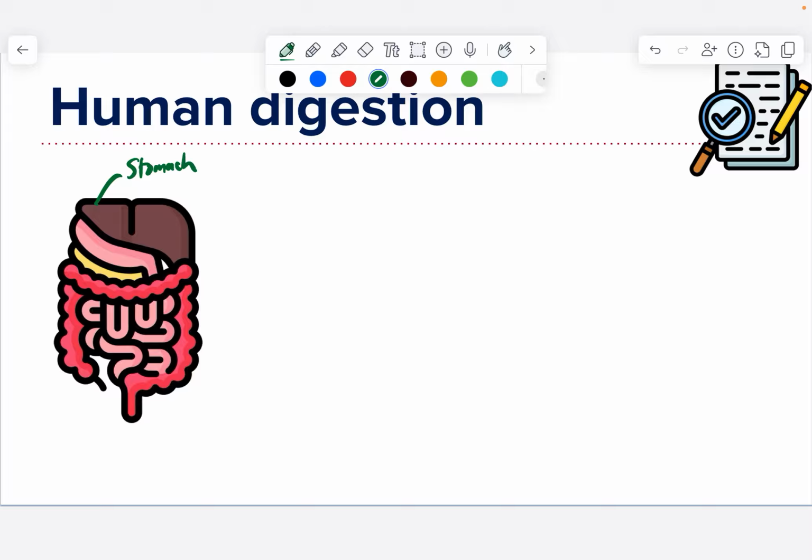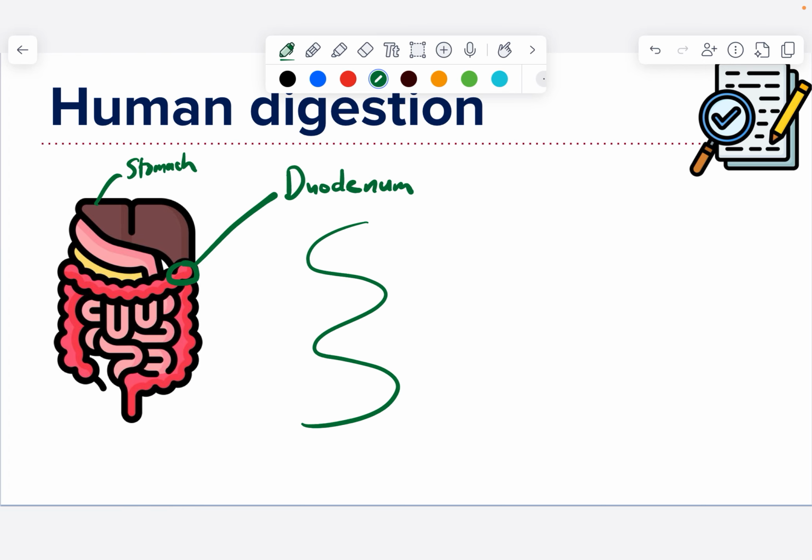As food leaves the stomach, it then enters the top part of my small intestine. The top part of my small intestine is kind of around about here. So this is my duodenum. And where the duodenum starts, if you imagine this as my small intestine, we then have lots of other parts that come into play here. Coming into play, we have a really important organ, which is my pancreas.